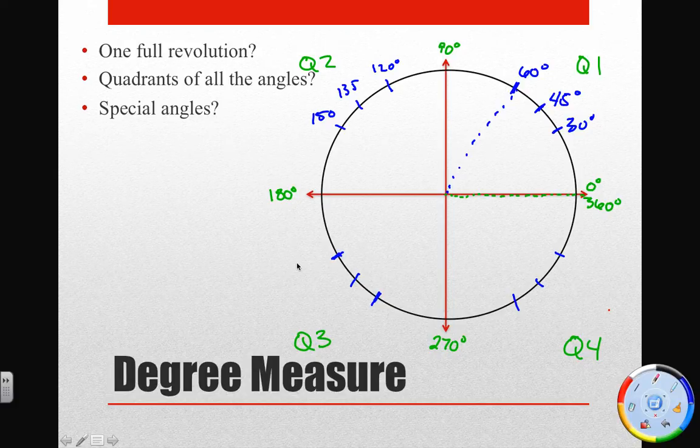Okay, so 180, 210, 225, 240, 300, 315, and 330. So these are our special angles for trigonometry. They're ones that we're going to be becoming very familiar with in both degree measure and radian measure coming up.